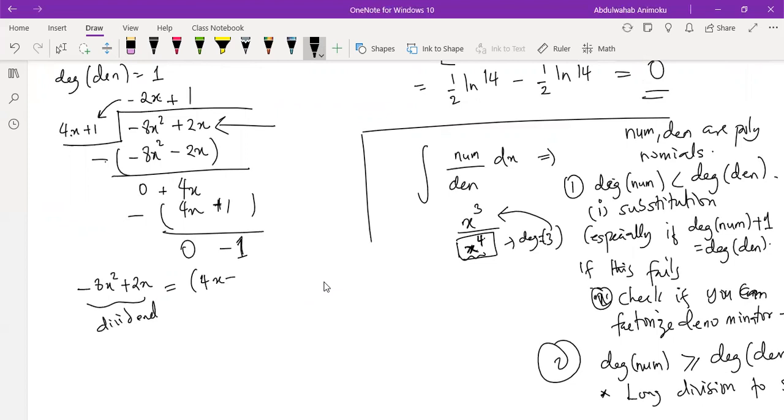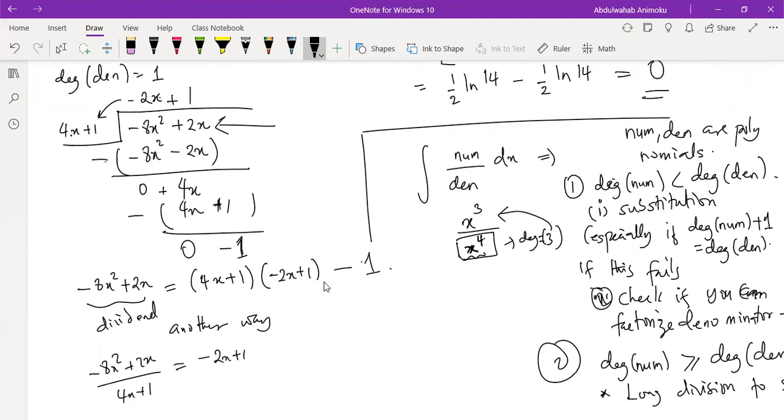And we can multiply the divisor, which is 4x plus 1, times the quotient, which is minus 2x plus 1, then plus what? Plus the remainder, okay? Or another way, in other words, it's as simple as saying minus 8x squared plus 2x over 4x plus 1 should be equal to the quotient plus the remainder over the divisor.